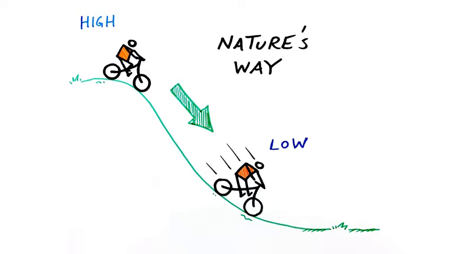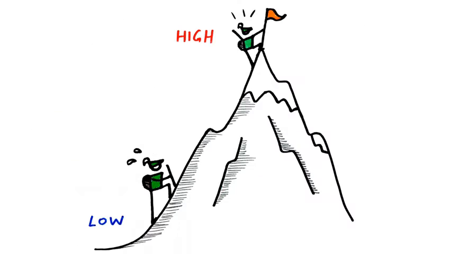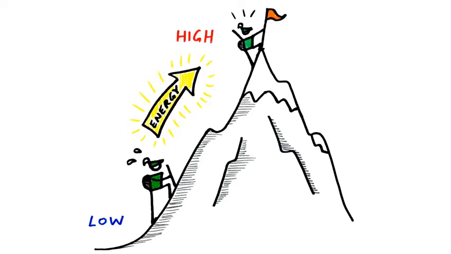So here's nature's way. We've talked about this with diffusion. Things naturally move down a concentration gradient, just like a bike would naturally move down a hill from an area of high to an area of low. What happens then when we want to move from an area of low to an area of high? How are we going to get there? And there's really only one way to get there through nature, and that is to add energy to the system.